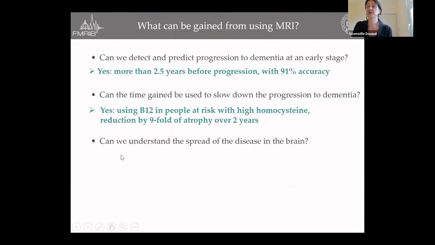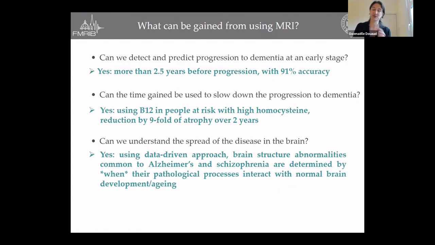So can we understand the spread of the disease in the brain? Well, absolutely, using a data-driven approach, that's really quite important here. The brain structural abnormalities that are common to Alzheimer's disease and schizophrenia are determined not so much by the pathological process, but by the timing of when these processes interact with normal brain development. If they start interacting and doing some mischief, damage in the brain in adolescence or in older age, well, the regions that are undergoing the most changes at that time are these higher order regions. And that's perhaps explaining why this brain network is particularly vulnerable to these two disorders. So in turn, it also speaks to the fact that we might be able to find common preventive strategies.